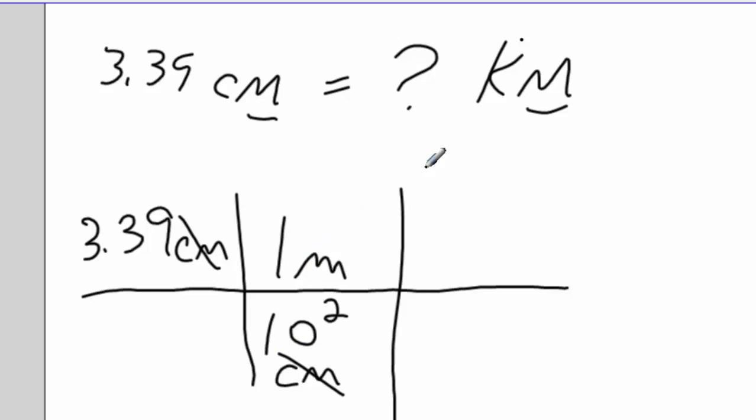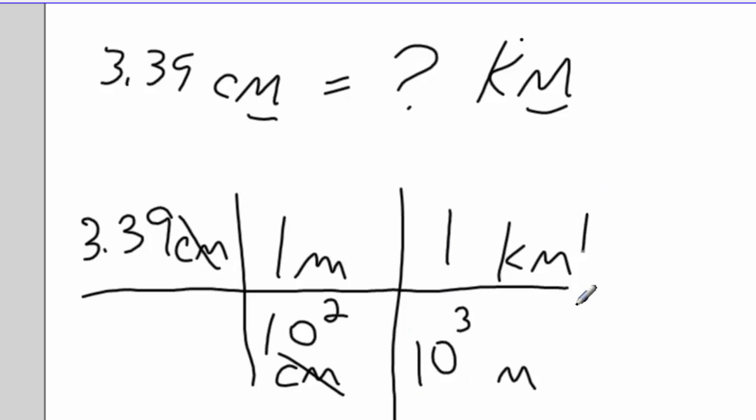Now I've got meters, but I don't want meters. I want kilometers. So meter down here, kilometer up here. Now again, kilometer is bigger. So there are 1,000 or 10 to the third meters in 1 kilometer. A kilometer is bigger than a meter. So there's 1,000 meters in a kilometer.